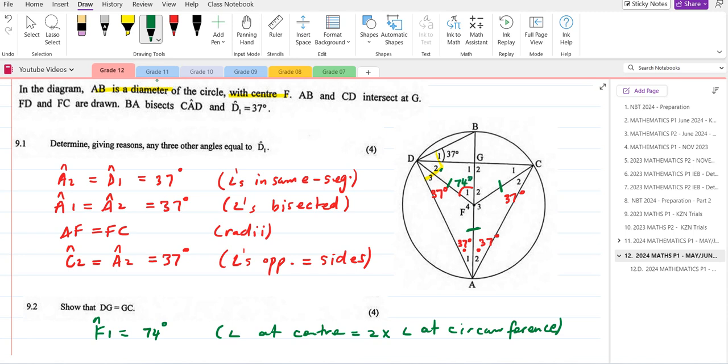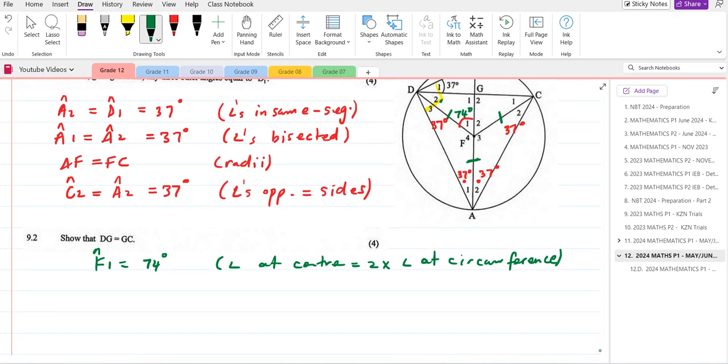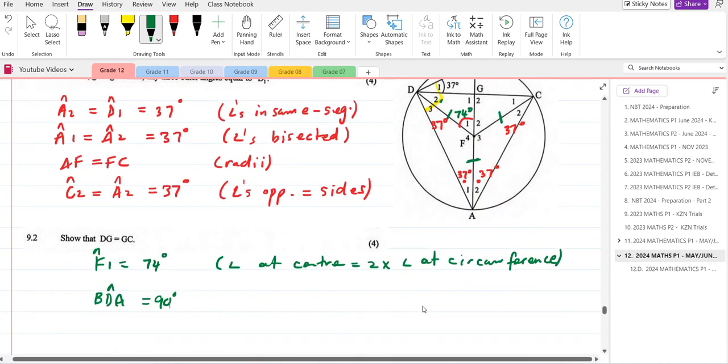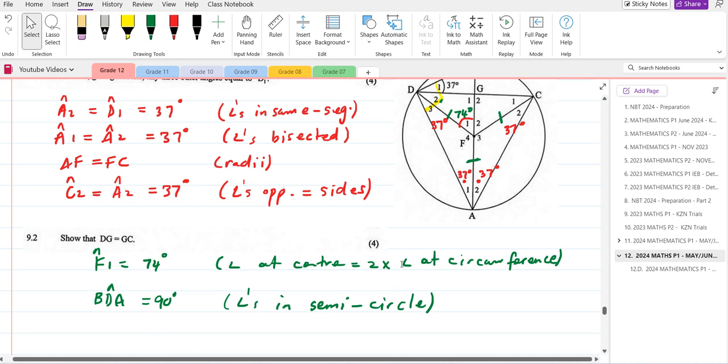Remember what we said, DF needs to be equal to AF, radii, so we can get angle D3 to be 37, and then we can subtract the angles from the 90. So we have to say angle BDA is 90 degrees, angles in a semicircle, because we didn't use that. Angle BDA is equal to 90 degrees. Why are we saying angle BDA is 90? Because angles in a semicircle, right? So BDA is 90, angles in semicircle.